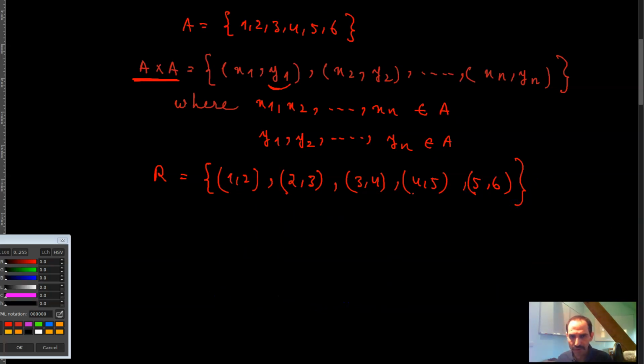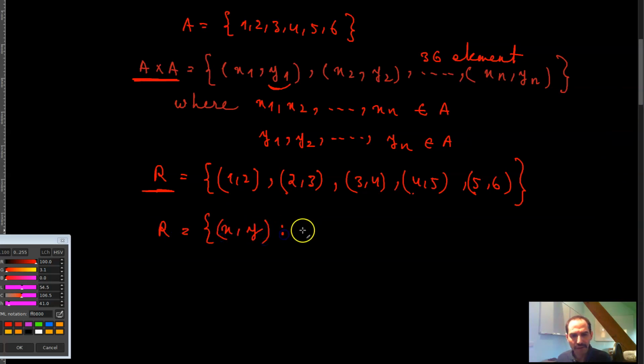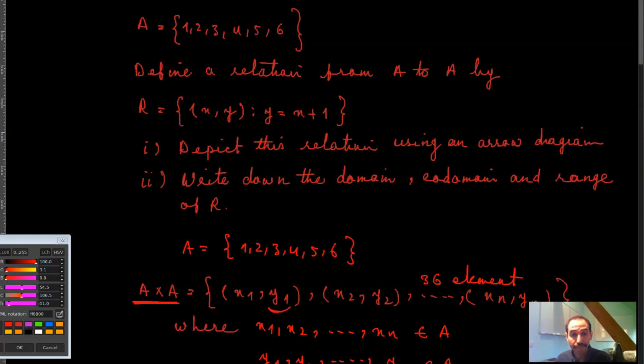So among all of those, in the Cartesian product of A and A, you would get 36 elements. Among all of those 36 elements, these are the only elements that you could characterize as belonging to the set R, or the relation R, based on the rule that R is equal to the ordered pairs x and y such that y is equal to x plus 1, right?